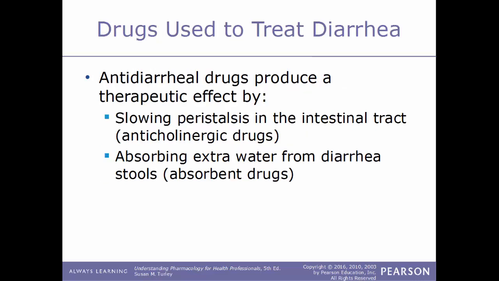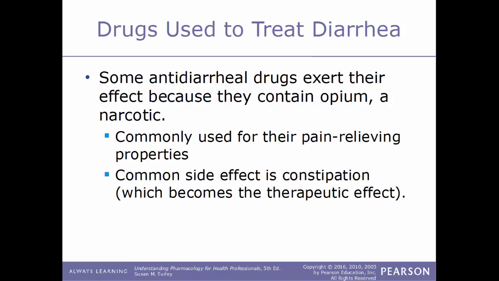Okay, now we'll talk about drugs that are used to treat diarrhea. Now, antidiarrheal drugs produce a therapeutic effect by slowing peristalsis in the intestinal tract, and that's done by using anticholinergic drugs. And they also act by absorbing extra water from the diarrhea stools, and that's done by using absorbent drugs. Now, some drugs exert their effect because they contain opium, which is a narcotic. It's commonly used for its pain-relieving properties. Now, opium is the source of heroin, also the source for morphine. Now, a common side effect is constipation, which is where the therapeutic effect comes into play.